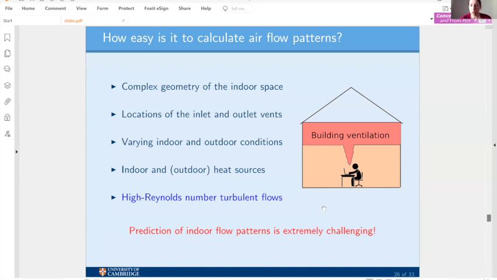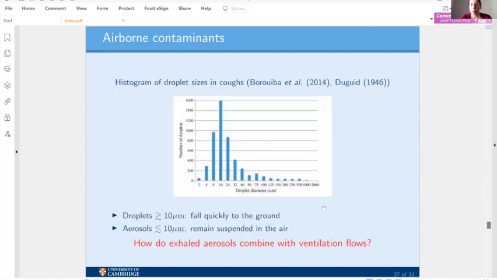But what about people, you might ask? In fact, people also introduce another layer of complexity into this problem. In particular, people act as sources of contaminants and also as sources of multiphase plumes. How does it happen? Every time we talk, cough, or just exhale, we produce a multiphase plume or multiphase jet. Our exhaled air is a mixture of heat, moisture, and also some droplets.